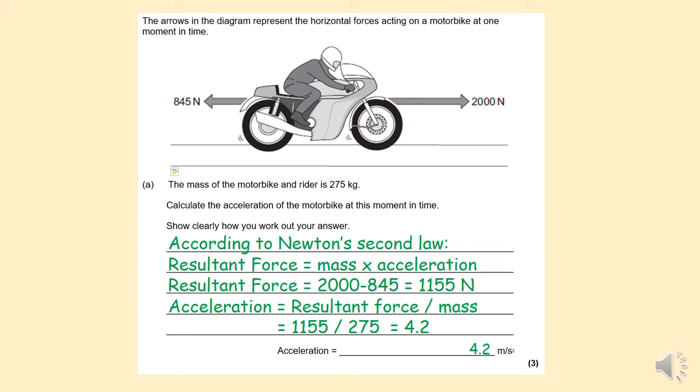2000 newtons forwards, 845 newtons backwards, giving you a resultant force of 1155 newtons to the right. The acceleration will be that force divided by the mass. When you do that, that gives you 4.2 meters per second squared towards the right.